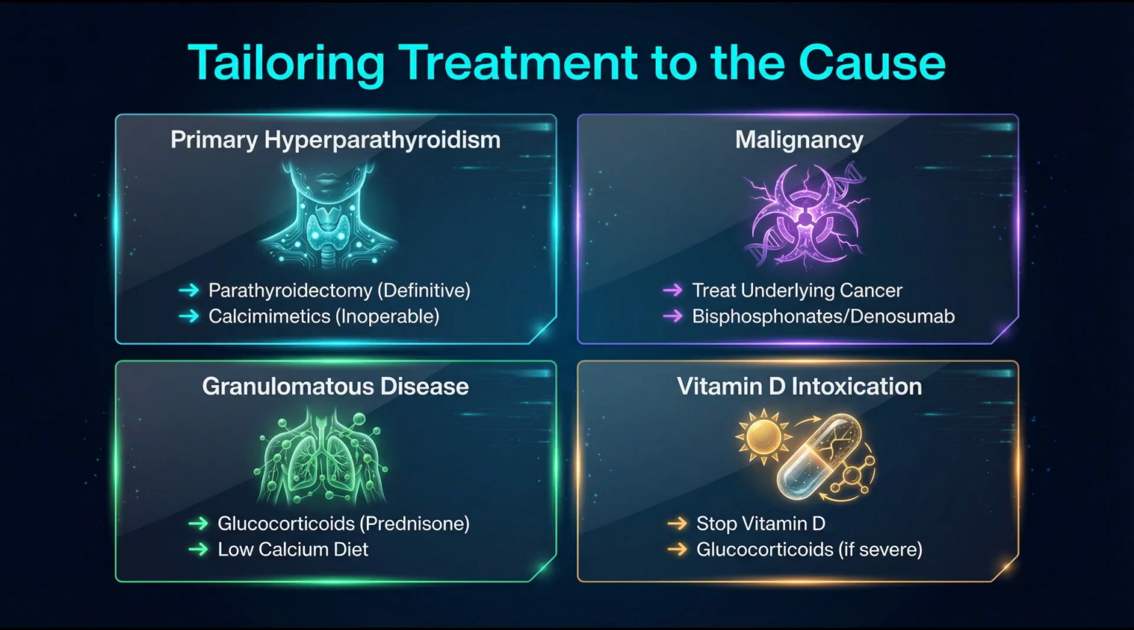Always treat the underlying cause. For primary hyperparathyroidism, parathyroidectomy is curative. For malignancy, treat the cancer. Hypercalcemia often indicates advanced disease. For granulomatous diseases, glucocorticoids reduce 1,25-dihydroxyvitamin D production. For vitamin D intoxication, stop the source and consider glucocorticoids. For medication-induced hypercalcemia, discontinue the offending agent. The specific therapy depends on the etiology.